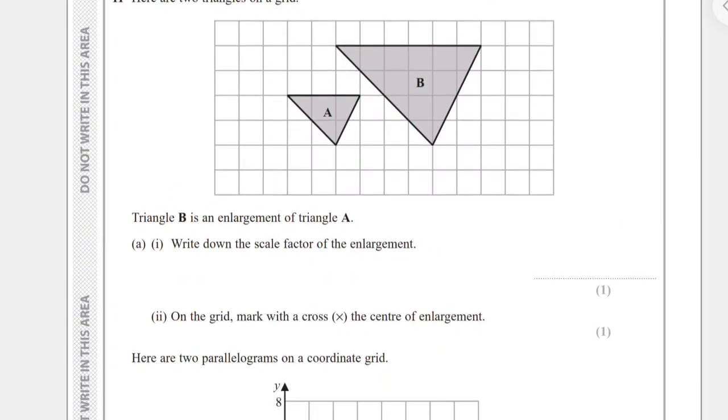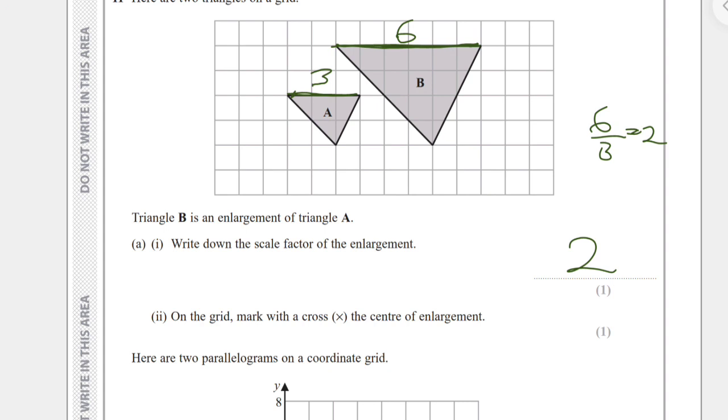Write down the scale factor of the enlargement. If triangle B is an enlargement of triangle A, how are we going to know the scale of enlargement? Let's look at one side. Looking at this side, we have 6 squares. Looking at this side, we have 3 squares. So 6 divided by 3 is 2. So the scale of enlargement is 2.